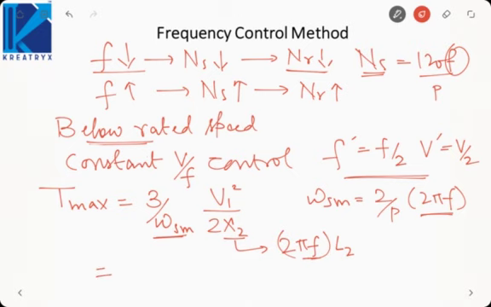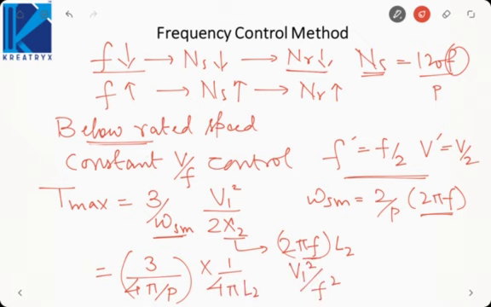So this can be written as 3 by 4 pi by P into 1 by 4 pi L2 into V1 square by F square. I have separated the voltage and frequency. Since V by F is constant, V1 square by F square is also constant. So the maximum torque remains constant. As we change the frequency, maximum torque remains unaffected.